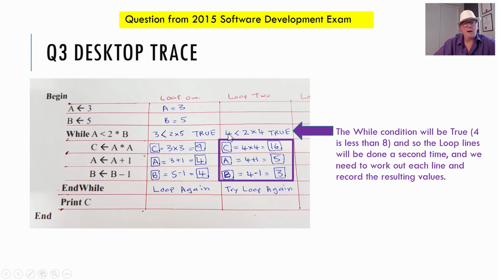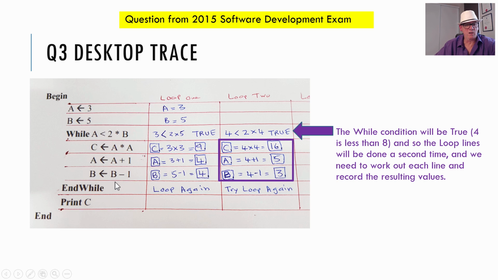So we check it out. A less than 2 times B. Well, A and B have changed. A is now a 4, so is our 4 here less than, as the pseudocode is saying, 2 times B. B is now a 4 here, so we need to fill in 2 times 4. 2 times 4 is 8. Yeah, 4 is going to be less than 8. All right, so that's true.